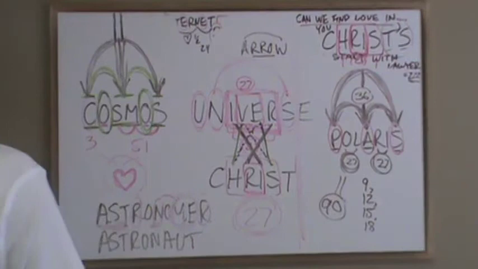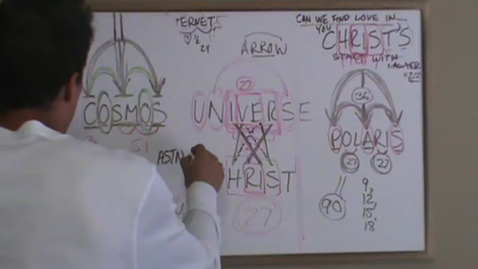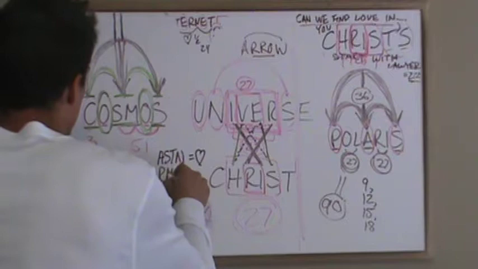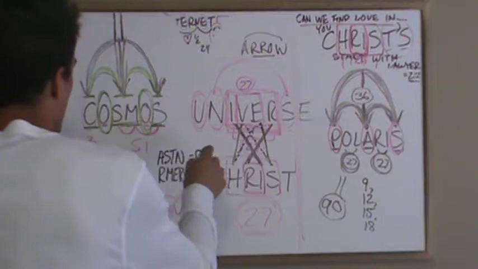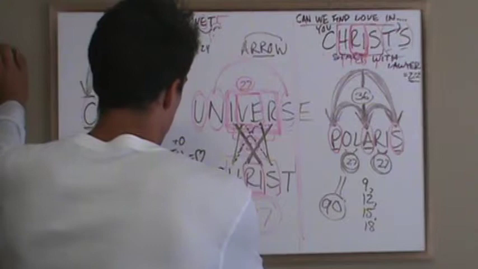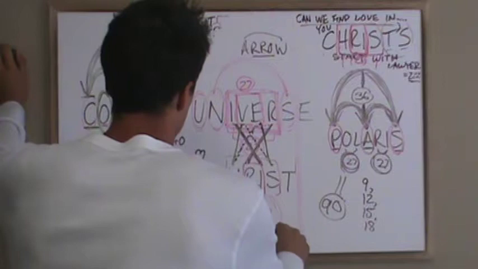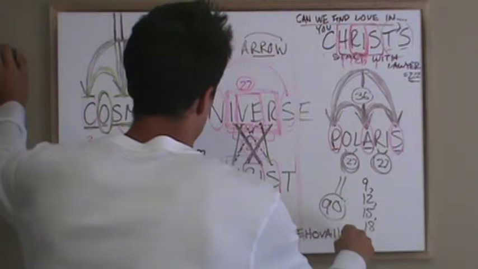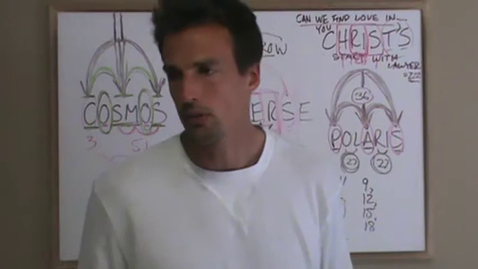Okay, so those teams are A-S-T-N equals love number one. And then R-M-E-R equals love number two. And then you have the two O's left over. So O up here plus O up there. So astronomer equals Jehovah plus Jehovah. So just so the writing is on the wall, we're actually going to write that down here. For the glory of Jehovah, who is sovereign God. Astronomer equals Jehovah plus Jehovah.